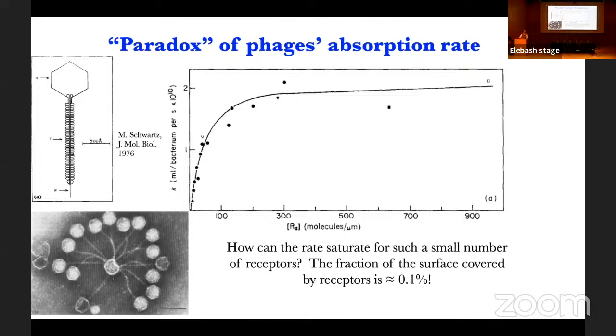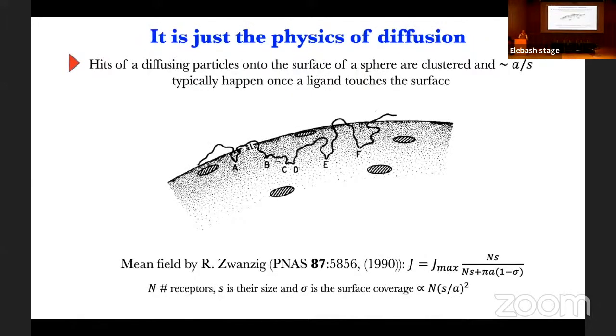And of course, they were looking for hunches. They were looking for very complicated structures of the receptors. And the solution that came with the paper of Berg and Purcell is just that this is the physics of diffusion. The molecules are going to bump several times on the surface of the cell. And therefore, these multiple encounters are just due to the physics of diffusion. And you can have expressions that give you the flux as a fraction of the maximal flux, which is given by a perfect absorber.